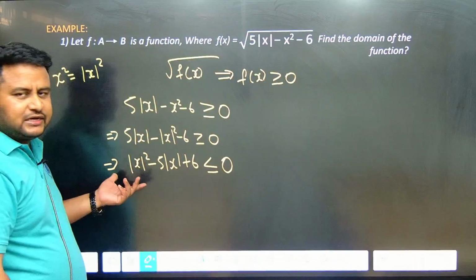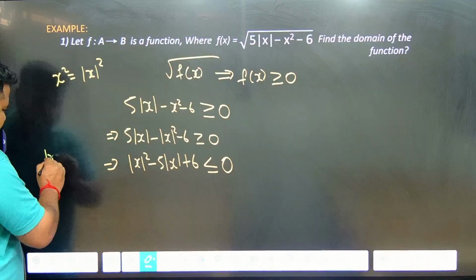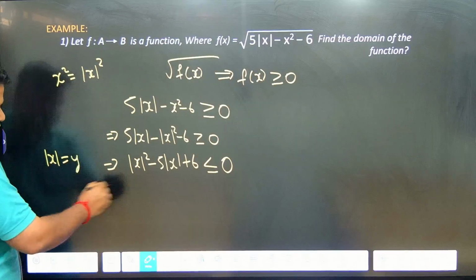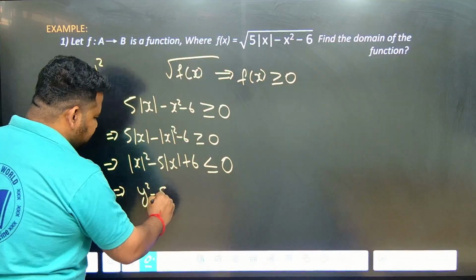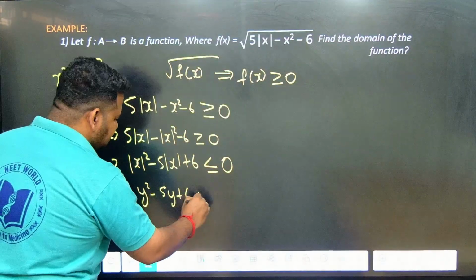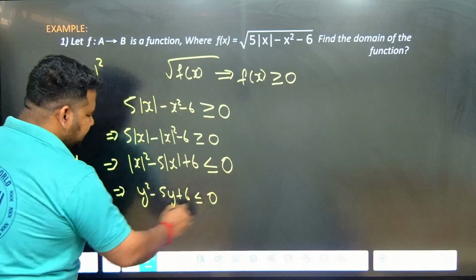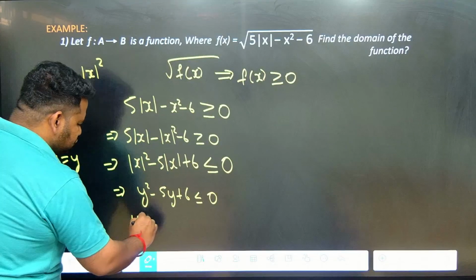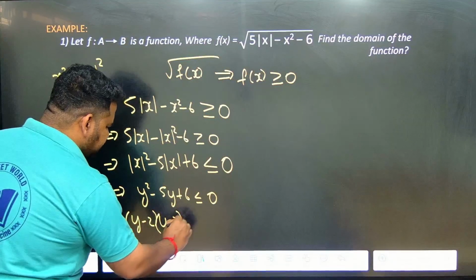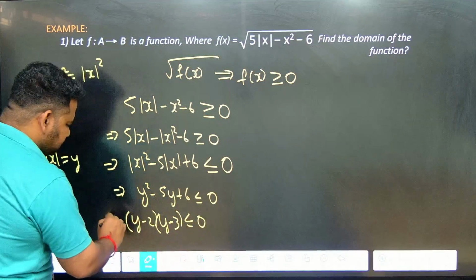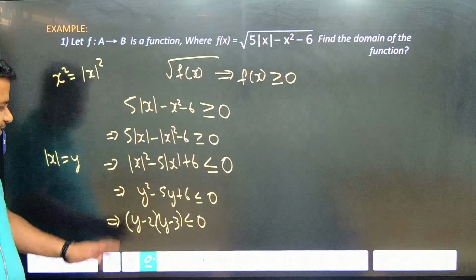Instead of taking mod x, let us take mod x is equal to y. So this equation will become y square minus 5y plus 6 is less than or equal to 0. Now on factorizing this, what will I get? y minus 2 into y minus 3, by solving this quadratic equation you will get this.